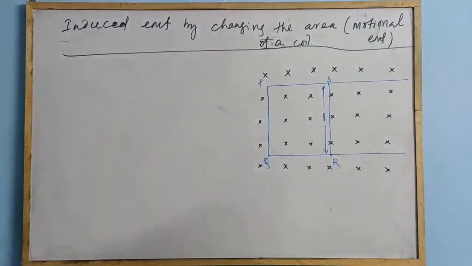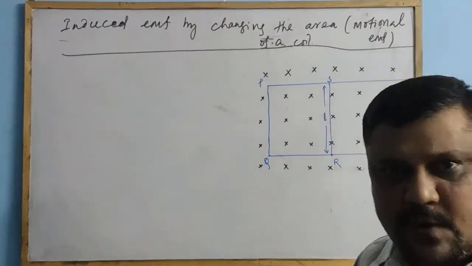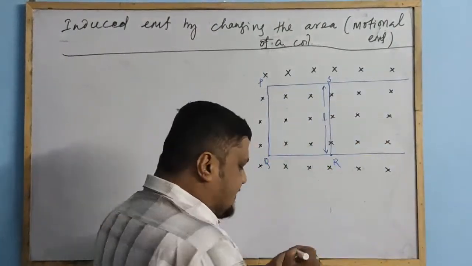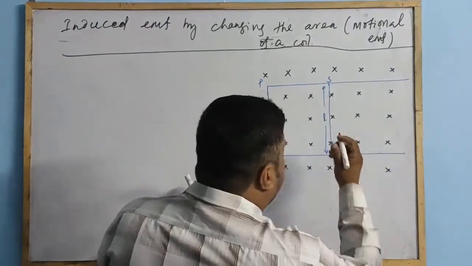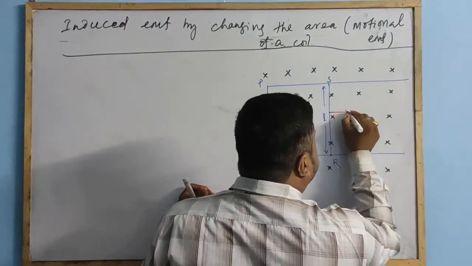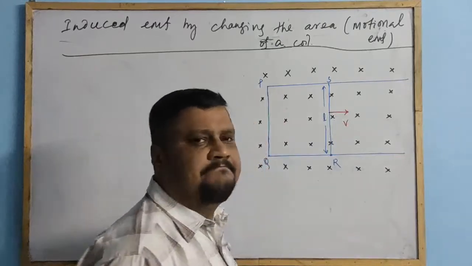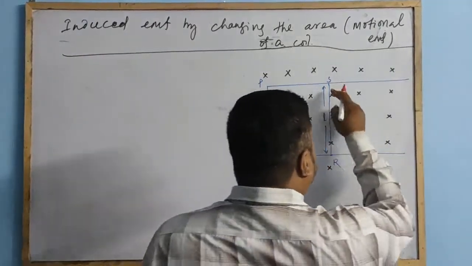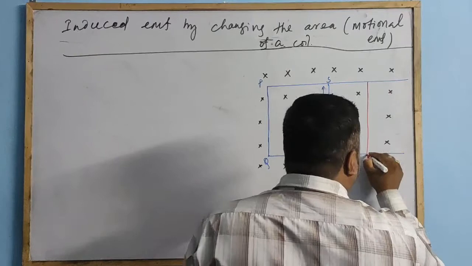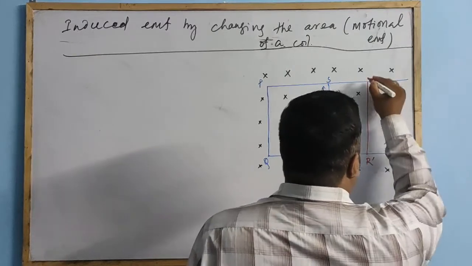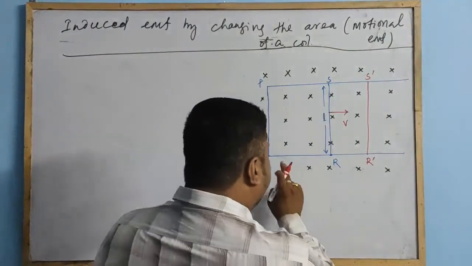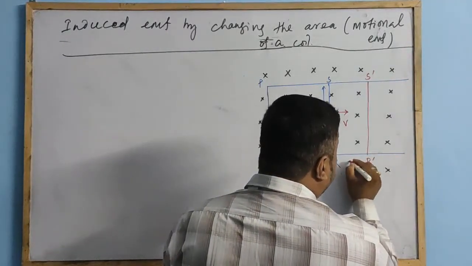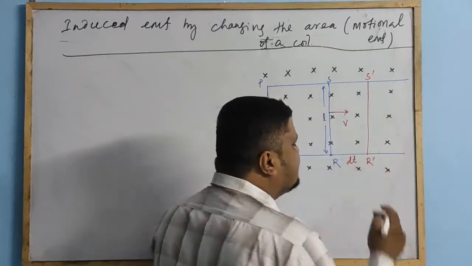Clear? Now, let the RS side be moved towards the right to a new position like this with a velocity V. And this RS now comes to this side. Suppose this is R dash and S dash. Because it's sliding, it is moving with the velocity V. And the time taken to reach from R to R dash, suppose that is dt.